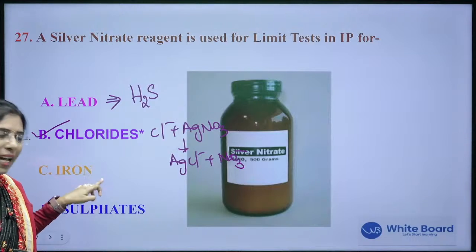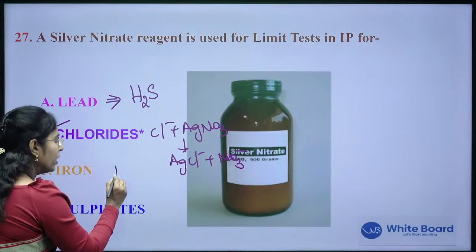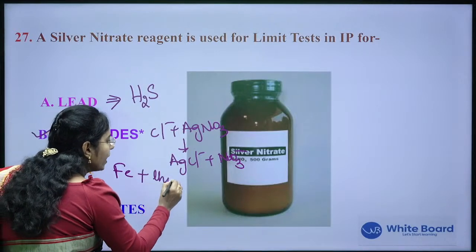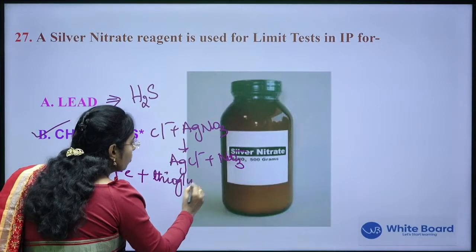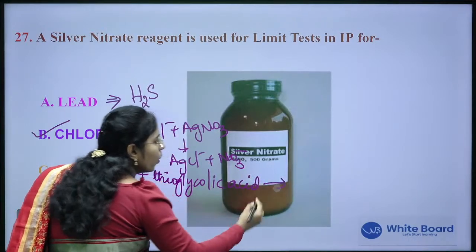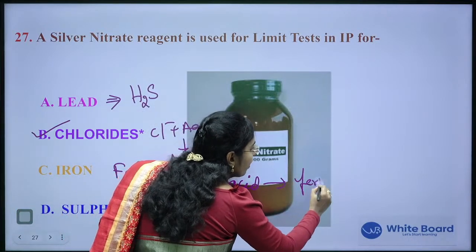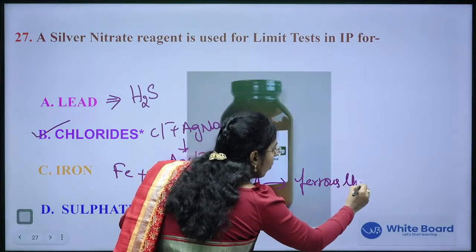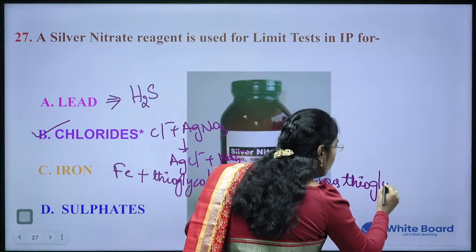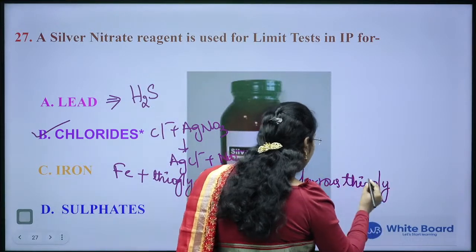In case of iron, the iron impurities react with thioglycolic acid to form ferrous thioglycolate. This ferrous thioglycolate will give a pale pink to purple reddish color.